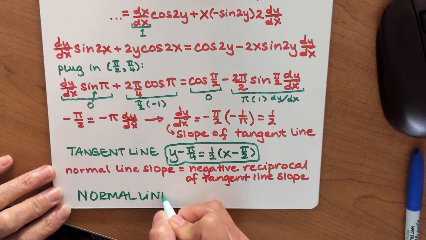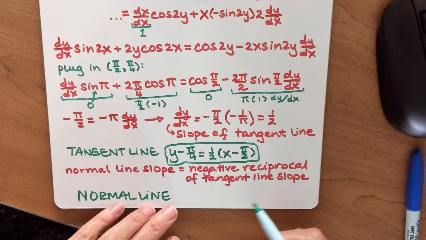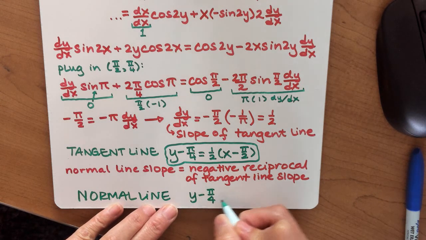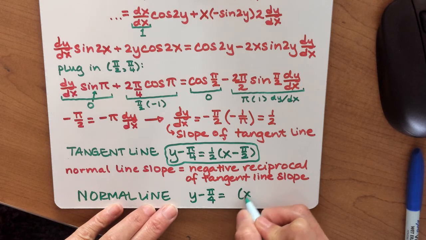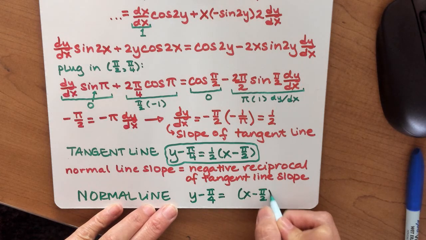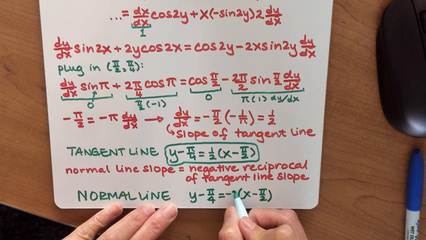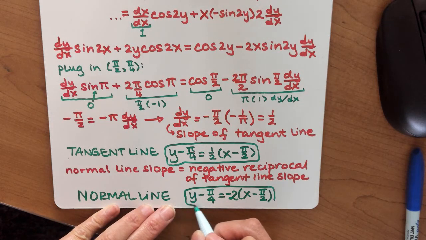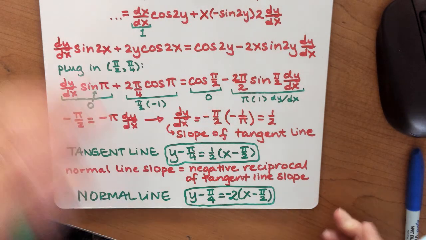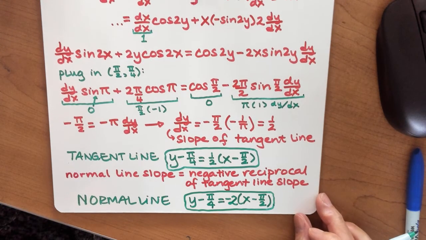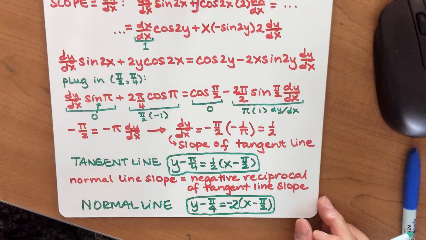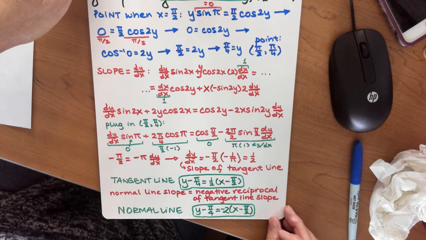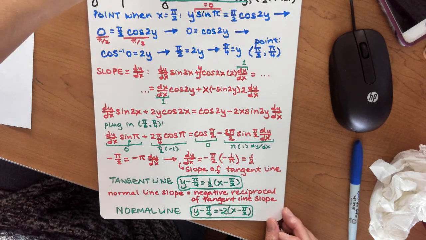So now my normal line equation at the same point, so it's still y minus pi over 4, and it's still x minus pi over 2, but now the slope is -2. And there are the equations for my normal line and my tangent line. See if we can back it up and get a big picture here. Okay, there's all the work from our problem.